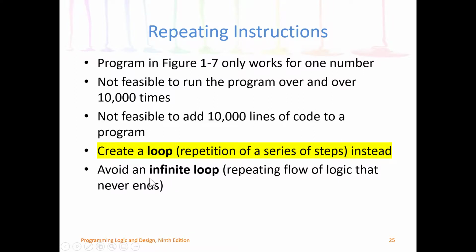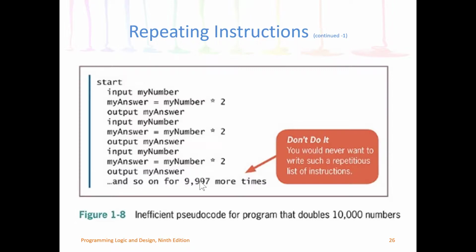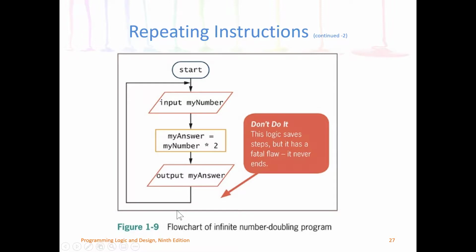But you've got to be careful, because if you don't do it right, you'll have an endless loop and it will run forever and the program will not respond and the computer will get locked up. So we do not want to do it this way. And when you see this in the book, it says don't do it. They're giving you a bad example, because here they've done it 3 times and they need to do it 9,997 more times. We don't want to do it that way. We want to write a loop.